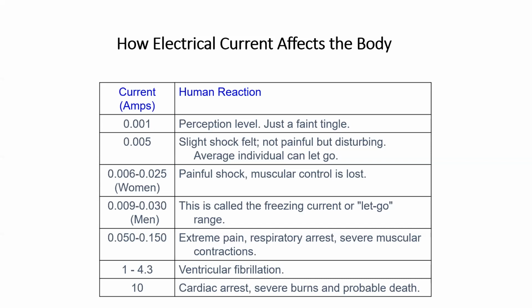Then 0.006 to 0.025 amperes in women, because women have more mass compared to men. Even 0.006 to 0.025 could be a painful shock, where muscular control is lost.